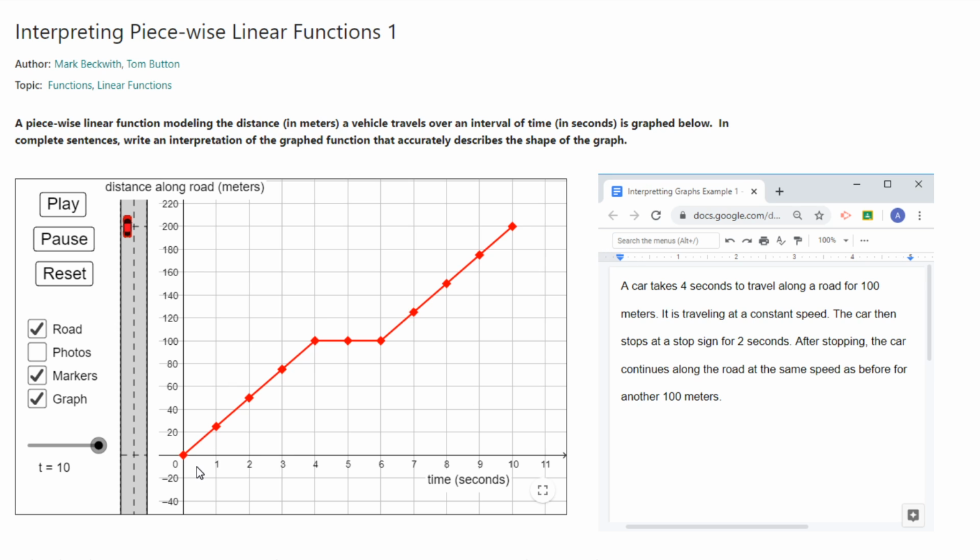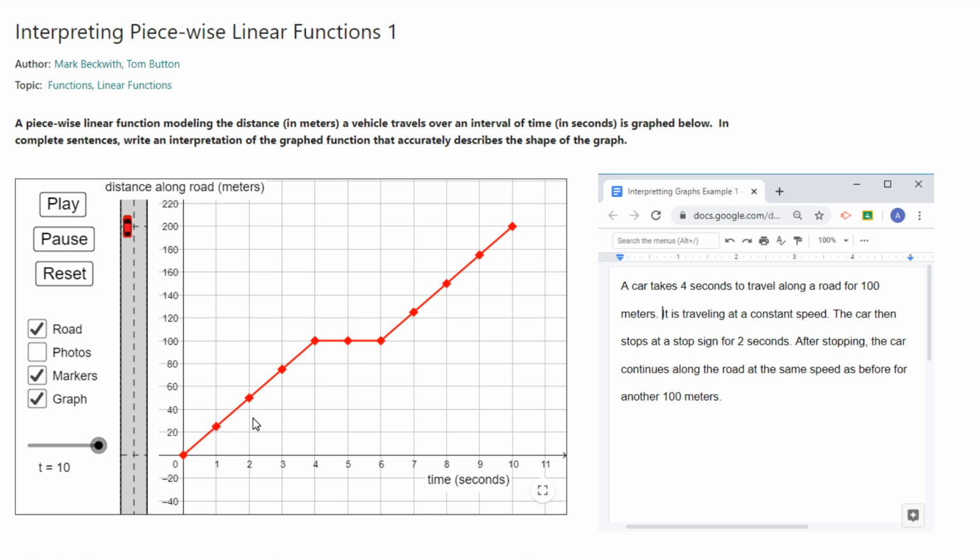A car takes 4 seconds to travel along a road for 100 meters. Okay, that looks good. It is traveling at a constant speed. I agree with that. The car then stops at a stop sign for 2 seconds. After stopping, the car continues along the road at the same speed as before for another 100 meters. That looks good.